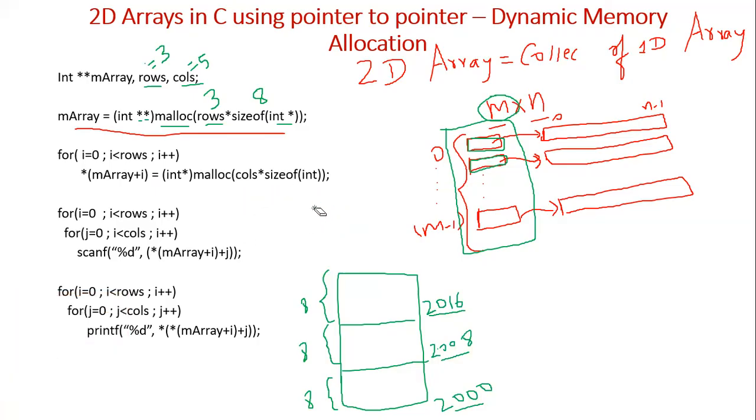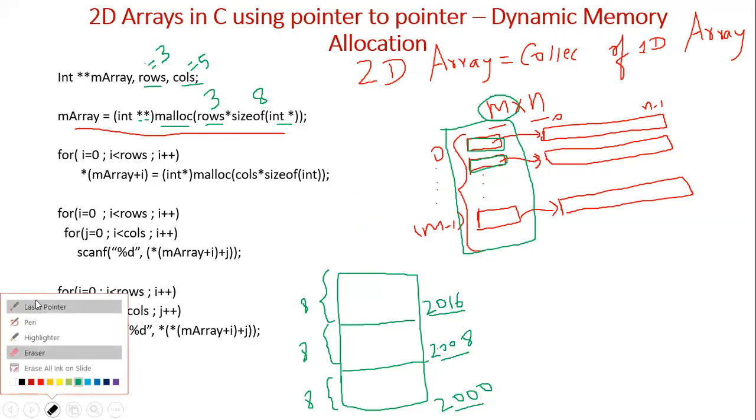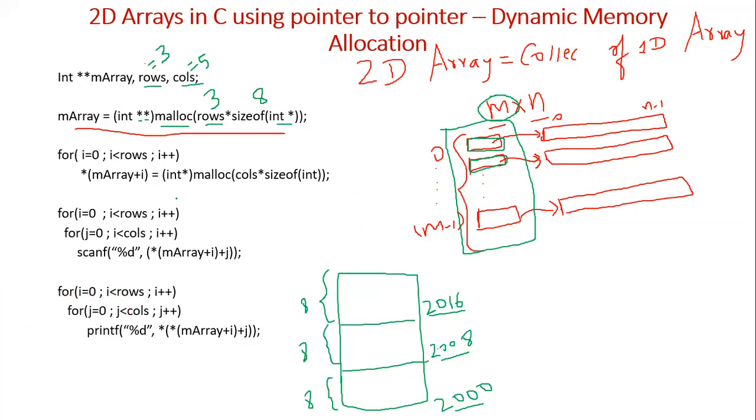If you want to allocate n locations for a one dimensional array, then this is the statement we used: int star malloc n into size of int. Here each of these rows should point to this many locations. So instead of n, here we are using calls.